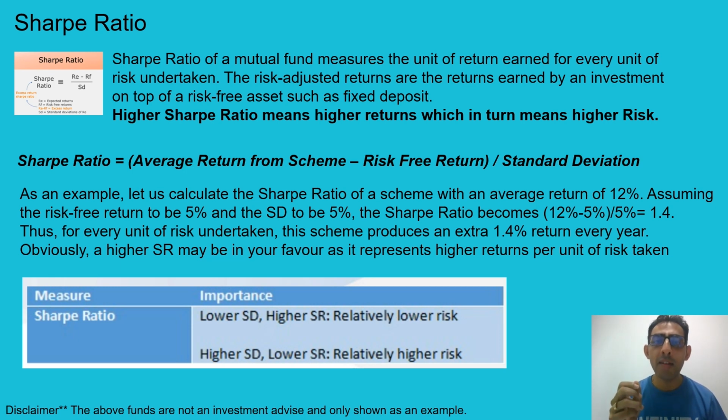So it means that for every unit of risk we are undertaking, we are getting 1.4% return, which means this has a higher risk, higher Sharpe ratio, which means the returns are also higher. So that's how we calculate the Sharpe ratio.